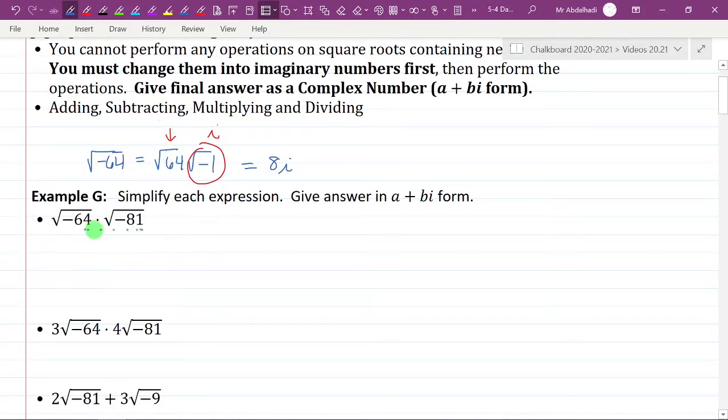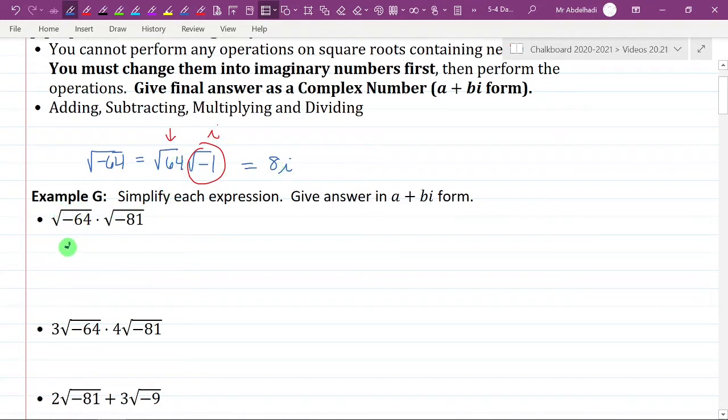So the first example we have here, we're multiplying two imaginary numbers. But here's the thing. While there are negative square roots here, square roots of negative numbers, you cannot touch these. I told you, you can't touch this. You cannot do anything with them while they are negative square roots. What you need to do is change them into imaginary numbers first before you can touch them. So, can you multiply these? No. You need to go ahead and take the negative part out like I did here.